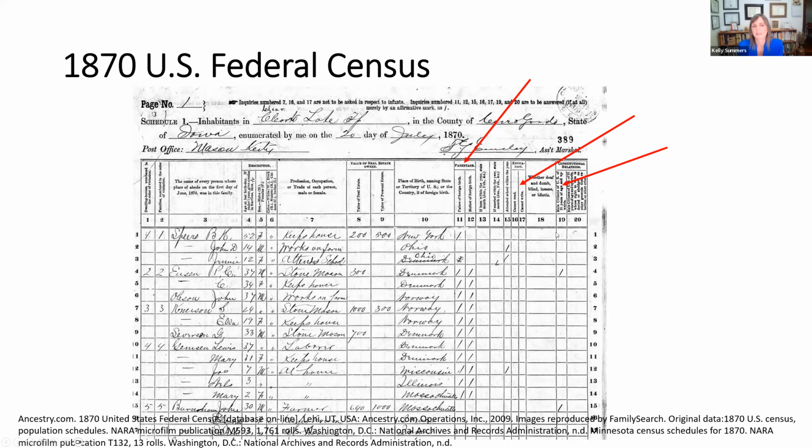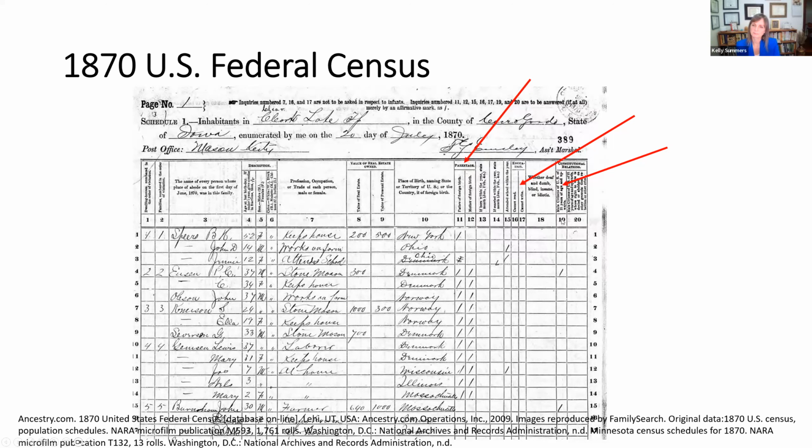And then here we have some new questions this year. The parentage. They want to know if your father or mother was born outside the country. And in this case, she responded that her father was born outside the country. Again, we have the cannot read or write.